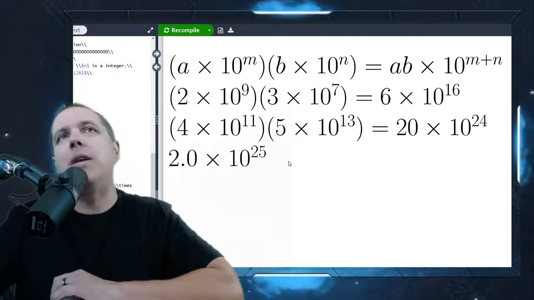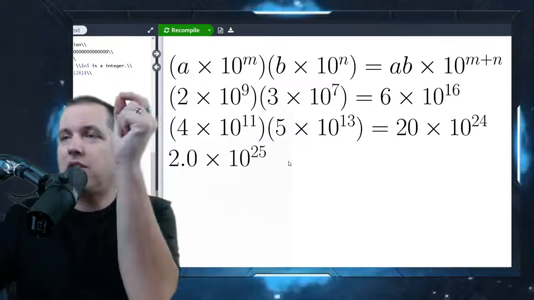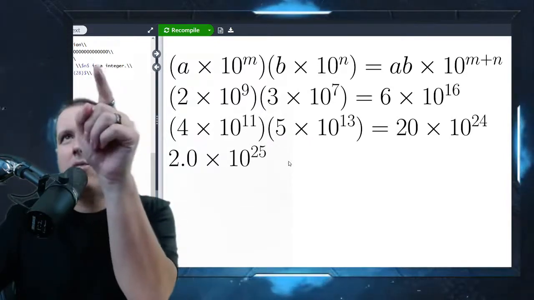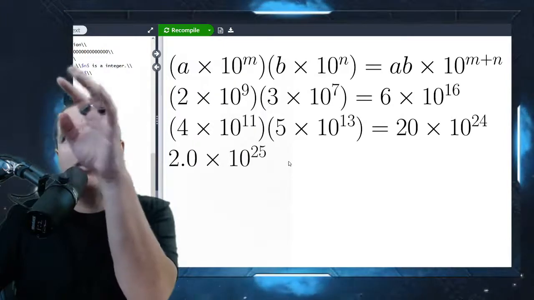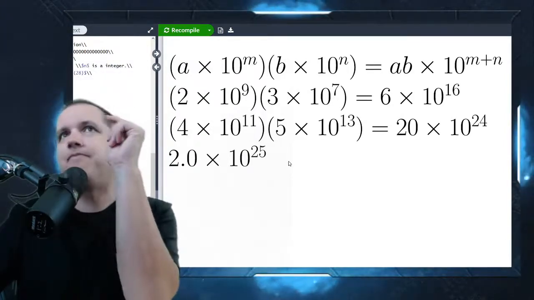So you go, okay, good, I made my conversion correctly. Sometimes when you're doing these conversions, just double check. Just think through the problem and go, did I do that right? 20 with 24 zeros, 2 with 25 zeros, is that the same? Yeah, that should be the same.